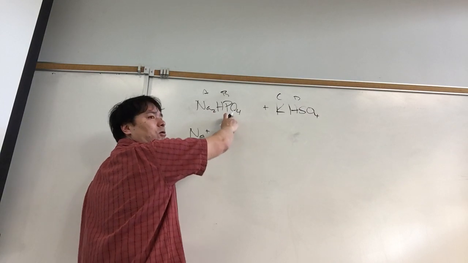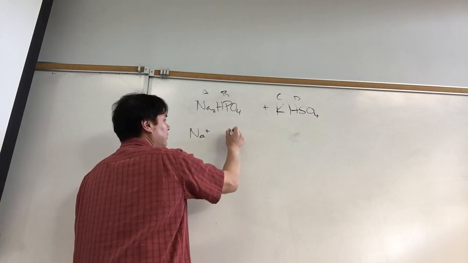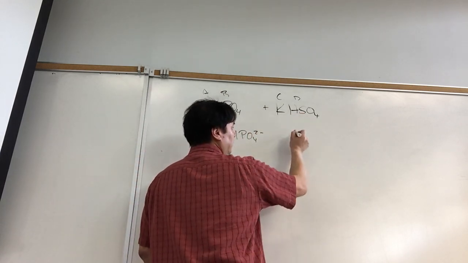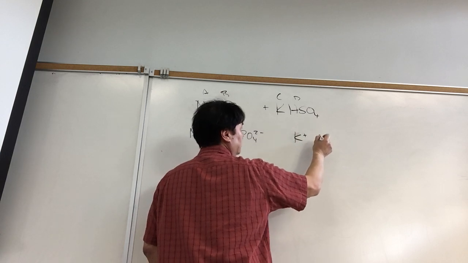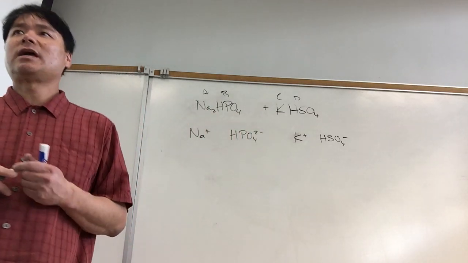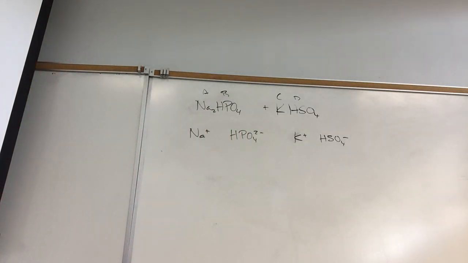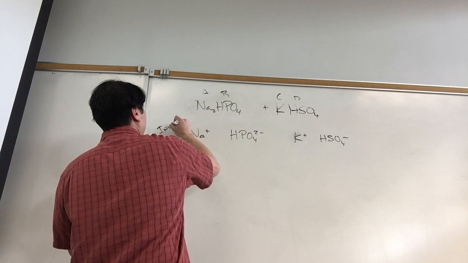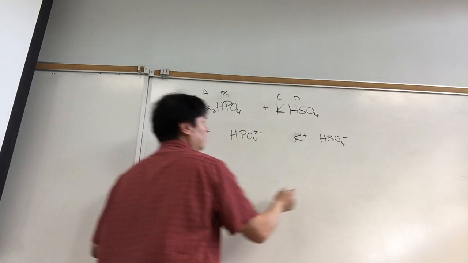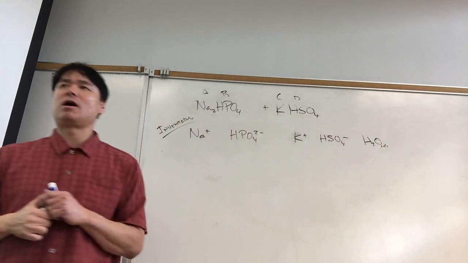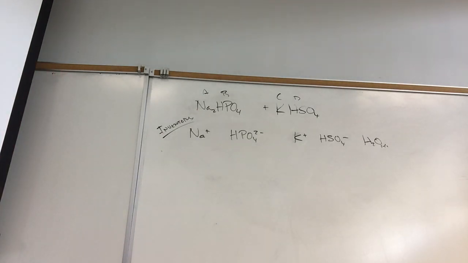Now, how do I treat HPO4? Do I leave it together or do I separate it? We leave it together, so it's going to be HPO4 2-. What about this? K+ and HSO4-. Again, HSO4- is a weak acid. Weak acids, we do not dissociate. And so we leave it together. Okay, is this the complete inventory or are we missing something? Yeah, we're missing water. Why do we care about water? The reason we care about water is water can act either as an acid or a base. And so we need to factor it in.